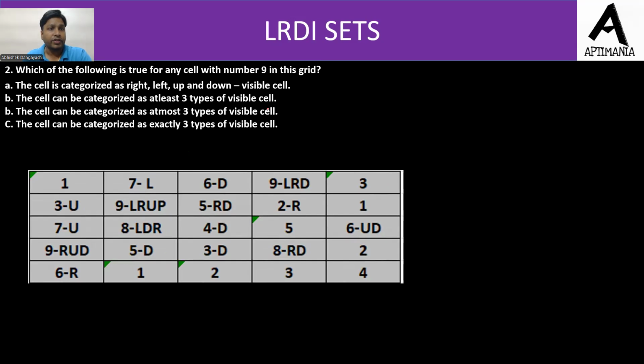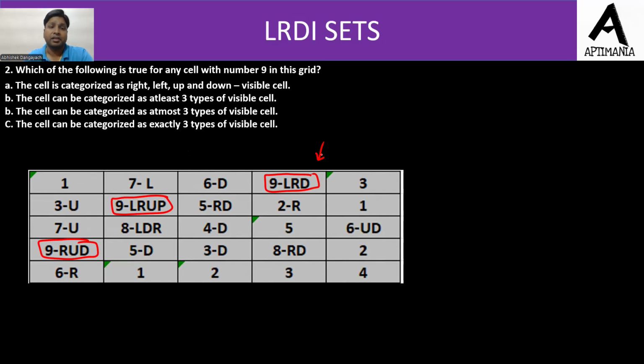Next question. Which of the following is true for any cells with number 9 in the grid? So we need to check for number 9 only. So this is one having number 9. This one is having number 9. ये वाला 9 वाला है. And so these three are the cells having number 9. The cell is categorized as left, right, up and down visible cell. Yes, but that is not true for this one cell. Right? The cell can be categorized as at least 3 types of cells.